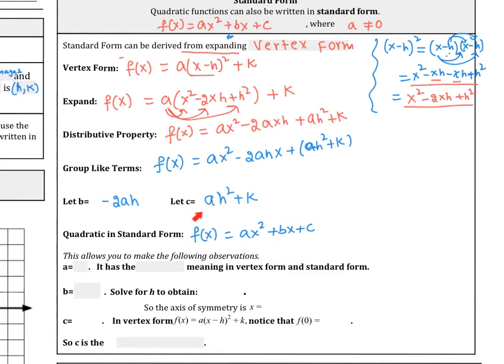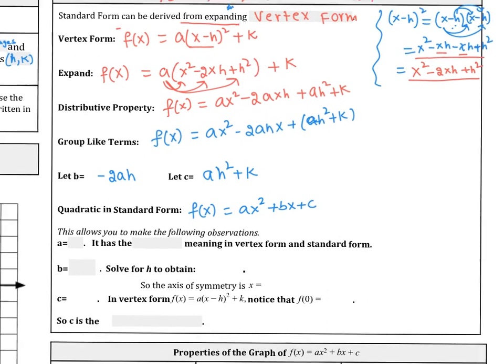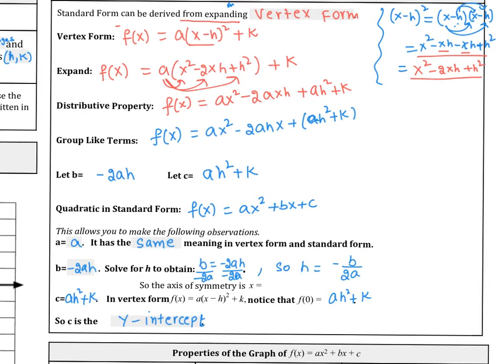So my equation will be f(x) = ax² + bx + c. Now let's discuss the bottom part of this. This allows you to make the following observations. You can see that a is a, but for the b, we assume that b is negative 2ah. If you want to find h from it, you divide by negative 2a on both sides, and you get the h value, that is negative b over 2a.